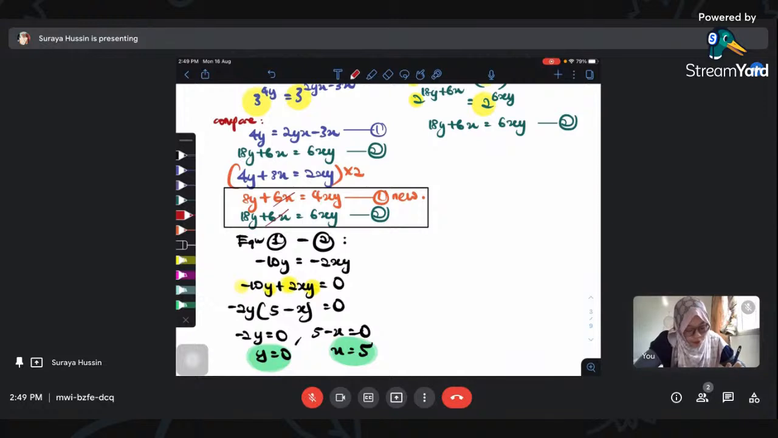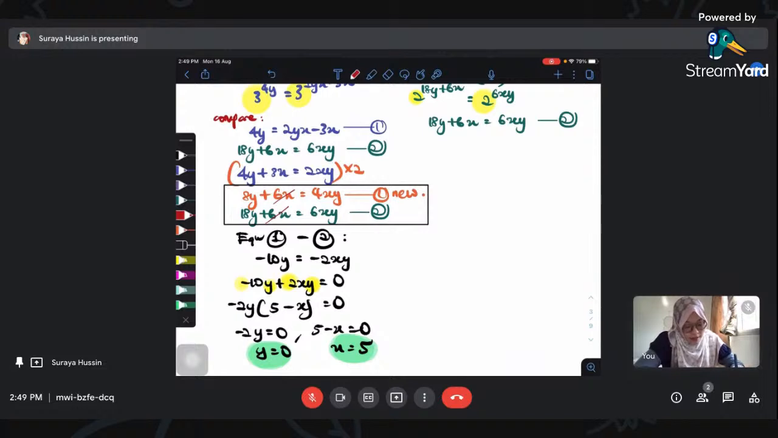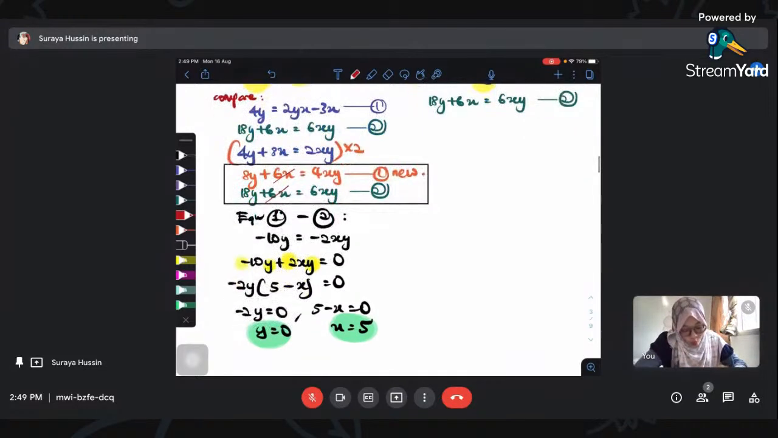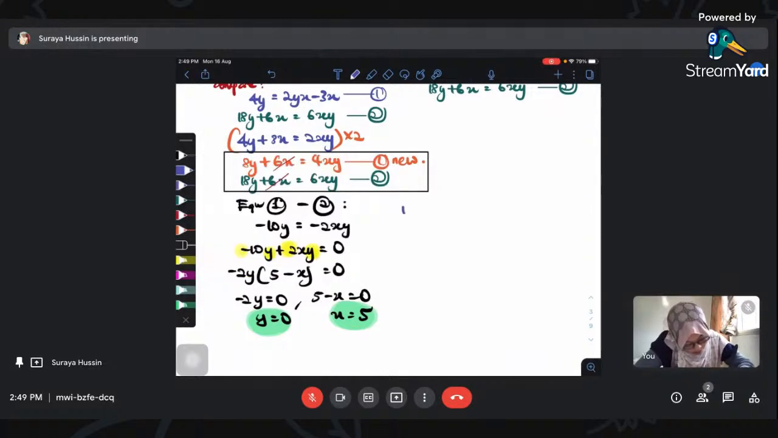Okay, ini baru equation. Kita tak habis tau. Kita tak habis sebab kita akan ada 2 nilai x dan 2 nilai y. So when x is equals to 5, you must find your y. Okay, so you use second equation.